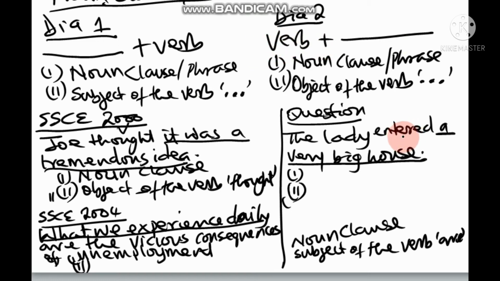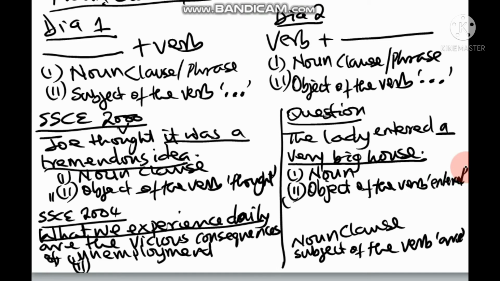So, if you look at entered, entered is what? A verb. Entered is a verb. And immediately after that verb entered, you have what? An underlined word. So, that means that this underlined word is a noun. What will be the function? It gives you objects. It gives you object of the verb. What verb is that? Entered. It gives you the object of the verb entered.